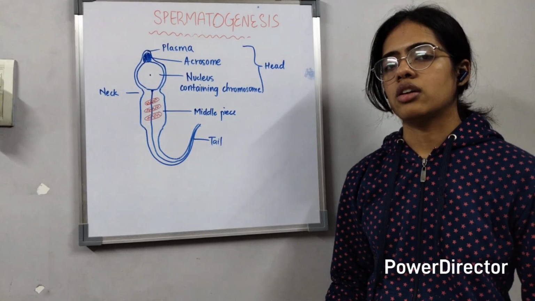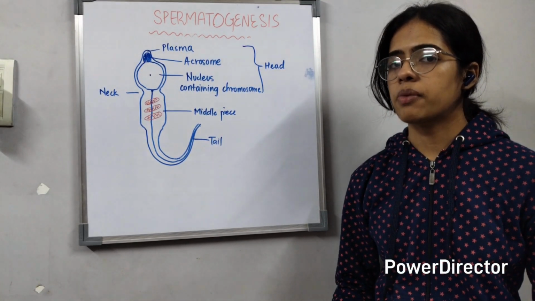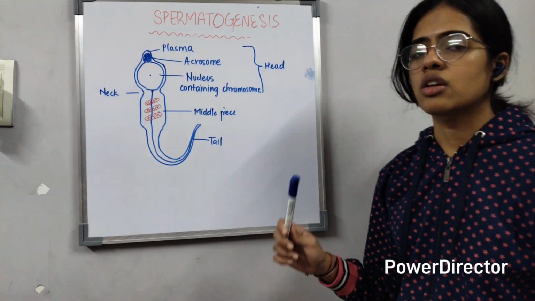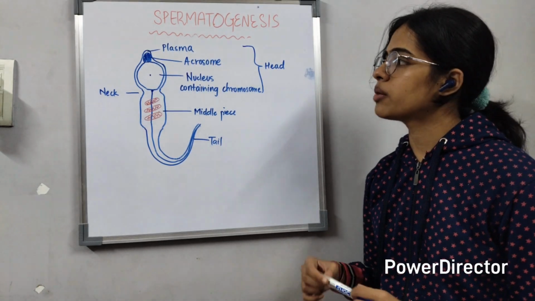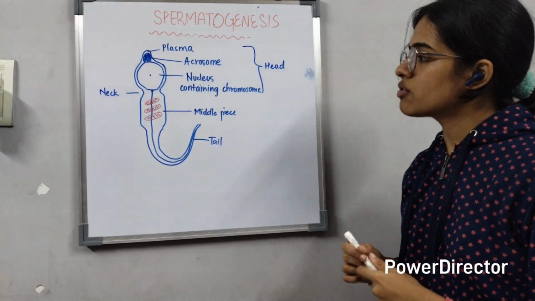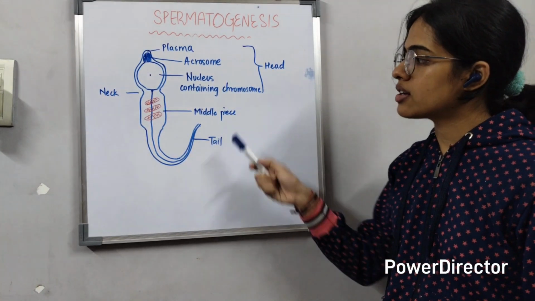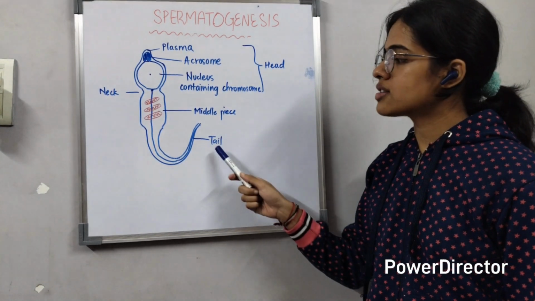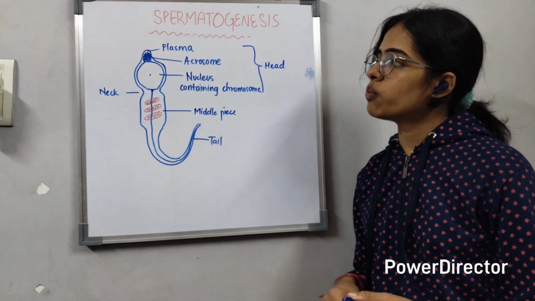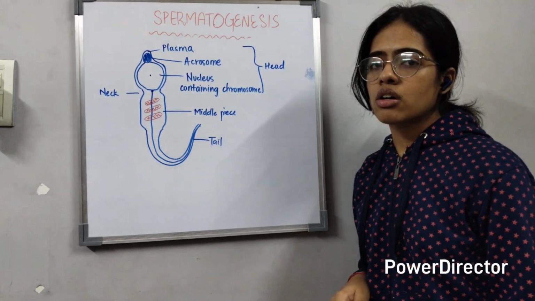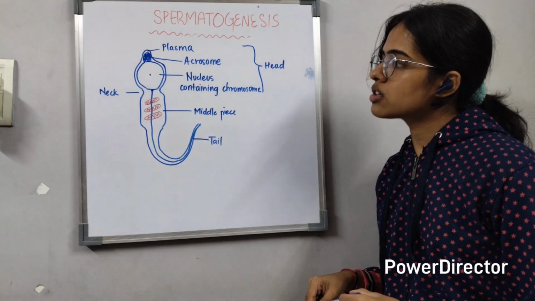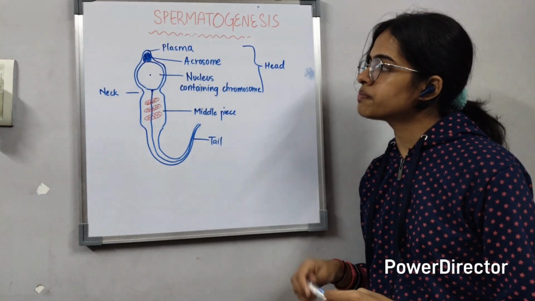Now I will explain the parts of a sperm in detail. This diagram I've drawn is a sperm. A sperm contains mainly three parts, which I've mentioned here. First is the head piece, second is the middle piece, third is the tail. Now, the head piece contains the plasma, which is the liquid covering the sperm externally. It is giving the fluidity to the sperm.